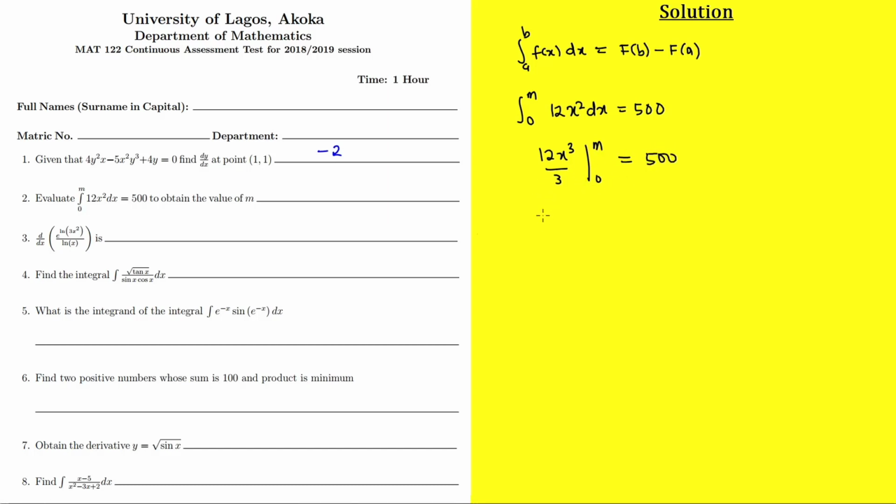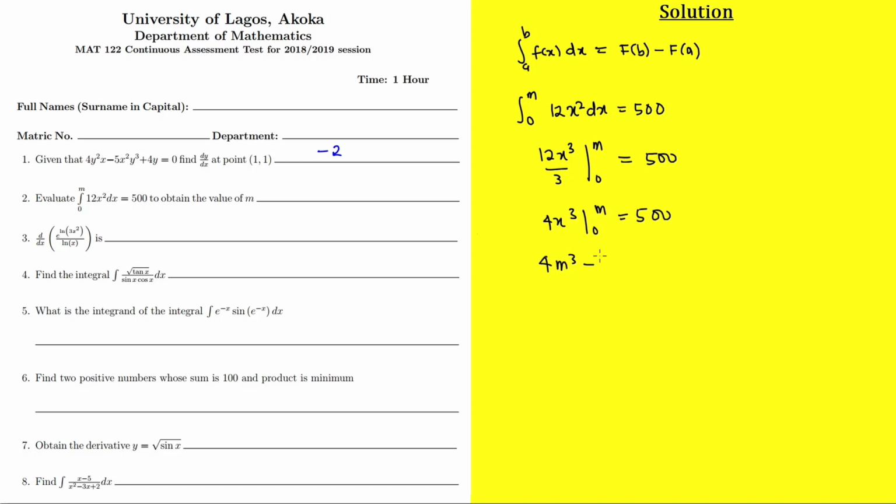Now here we can have this to be 4x cubed 0m to be equals to what, 500. I just try to simplify this. Now here, if we substitute the value of m here, so that means we are going to have this to be what, 4m cubed.